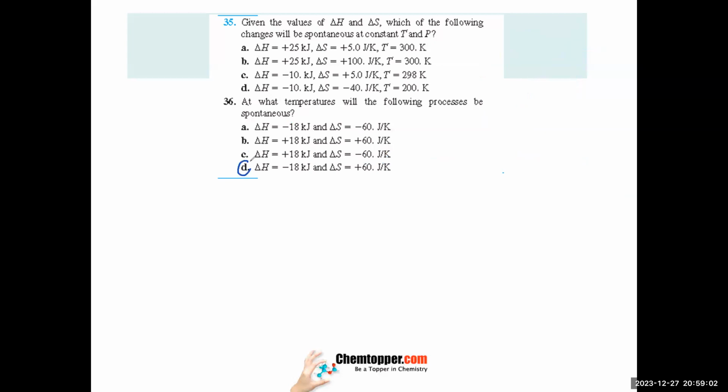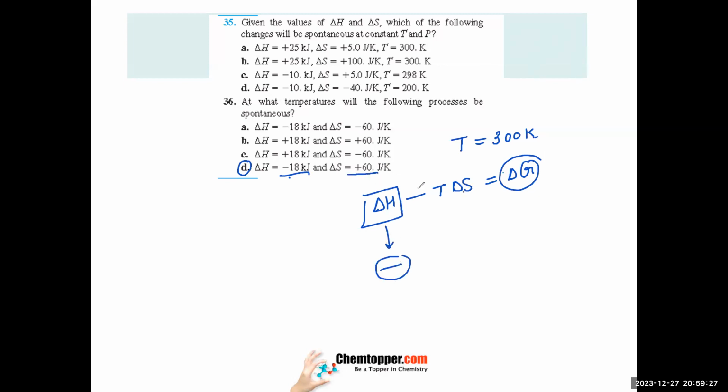Now, check for the D part. Temperature here again 300 K. Same values. But now you have to see, do you want temperature higher or lesser to make your delta G negative? What's the sign of delta H? Negative. What's the sign of delta S? Positive. So this complete factor is also negative. Negative and negative will make your delta G negative. So D is a process which is spontaneous at all temperatures.